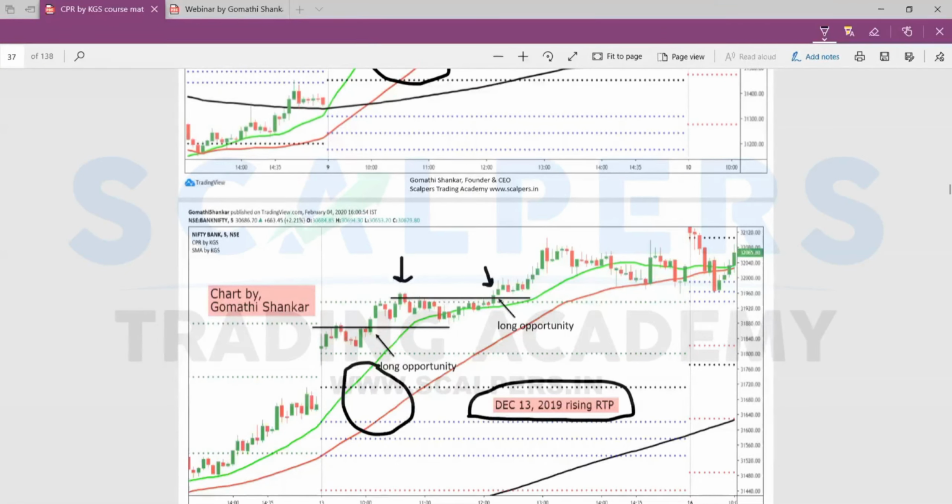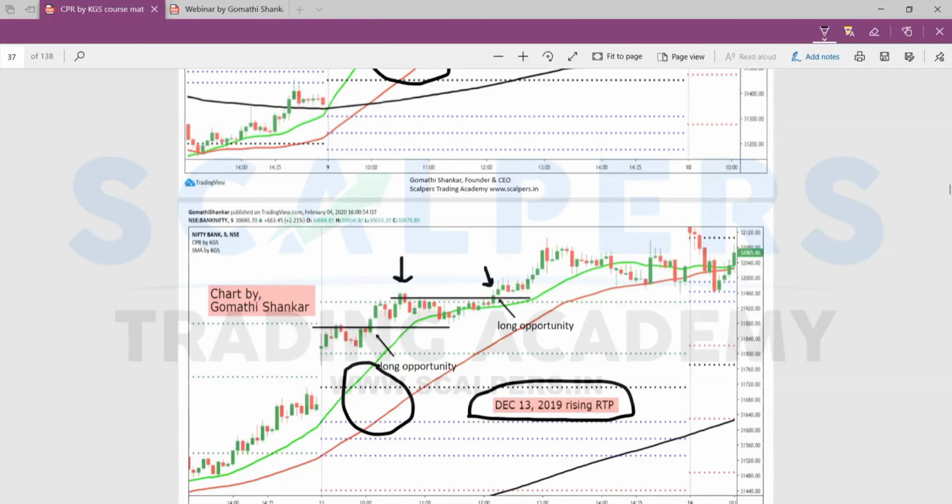What is your target? Your target is the nearest CPR. See, R1 is very near, so you cannot keep R1 as your target. So what you can do is take R1, R2, 50%. Very simple. This is how we take a comfortable trade. Clear?